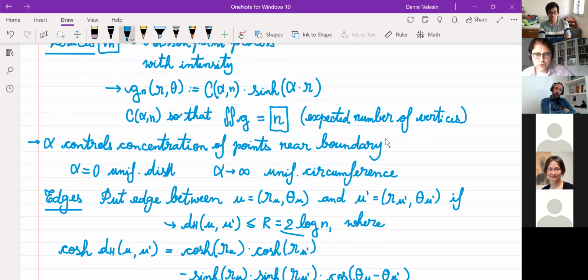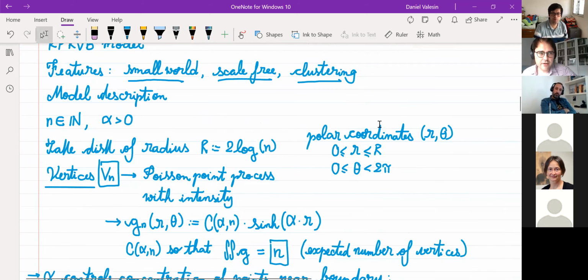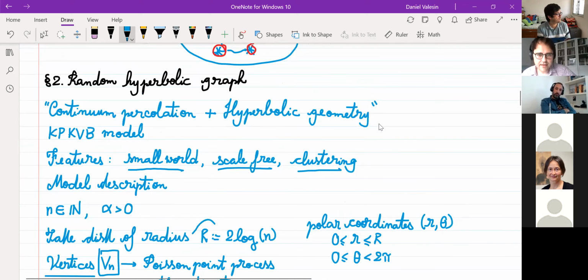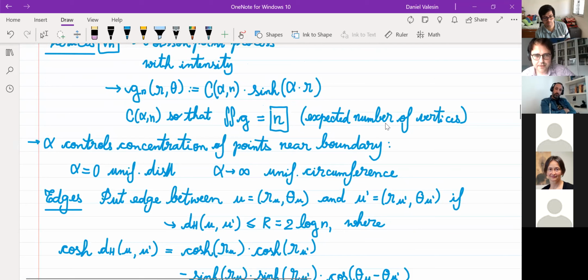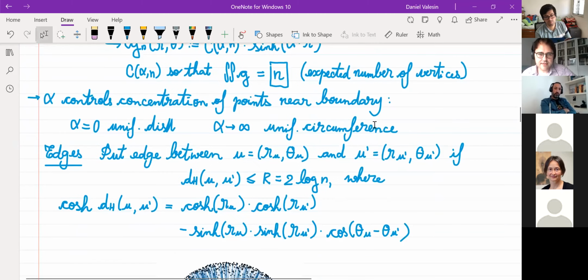So this number r, 2 log n, is actually playing two roles in the story. Originally r was the radius of the disk that I took. So r was the size of the disk, but it also serves as a threshold to decide when I connect two vertices with an edge. So I connect two vertices with an edge if they are r close to each other in this distance, and this distance is given by this ugly formula. By the way, it's given implicitly, by an inverse hyperbolic cosine of this operation.